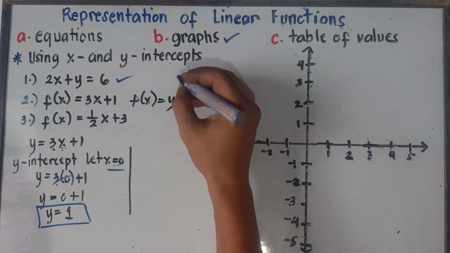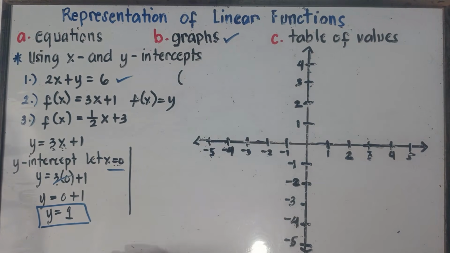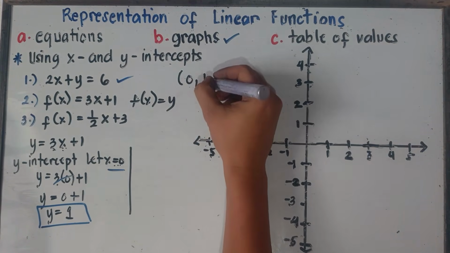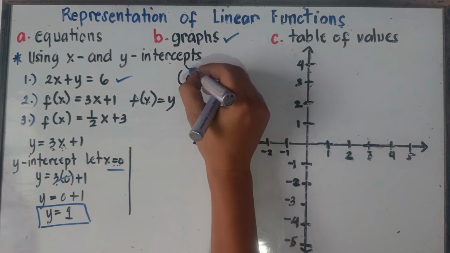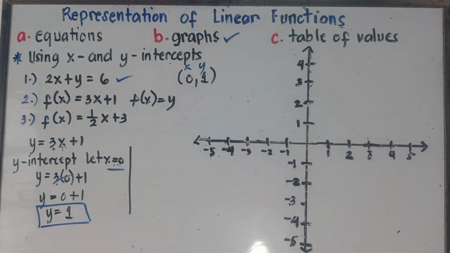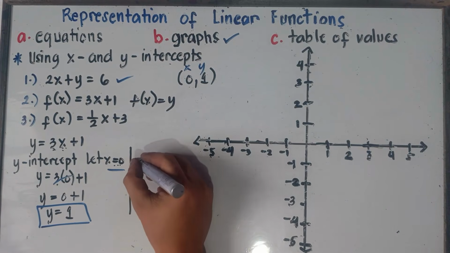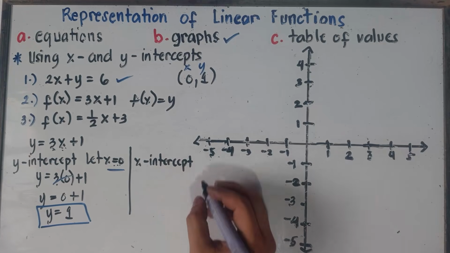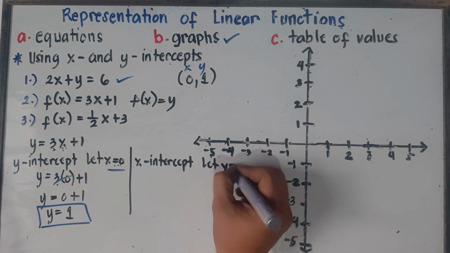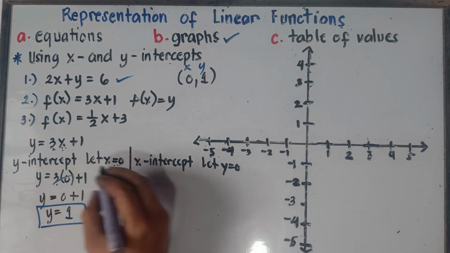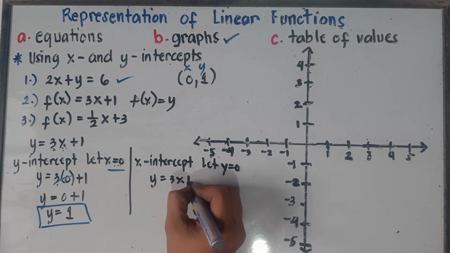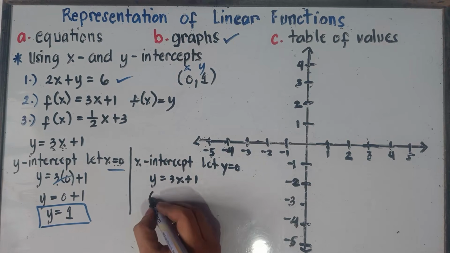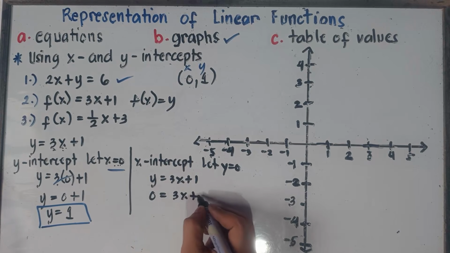And the ordered pair, our first ordered pair for the y-intercept, we have this one right here, x is 0 and then y is positive 1. So x and then y. Alright, next step, get the x-intercept. Let y equal to 0. Copy the equation, y equals 3x plus 1. So the value of y will be 0. So 0 equals 3x plus 1.